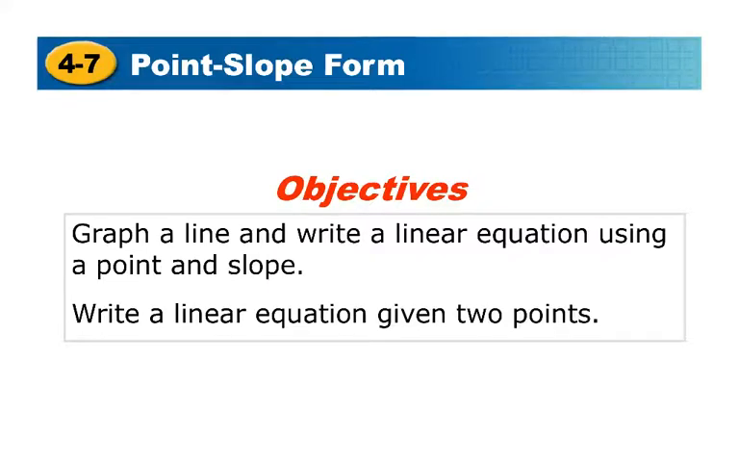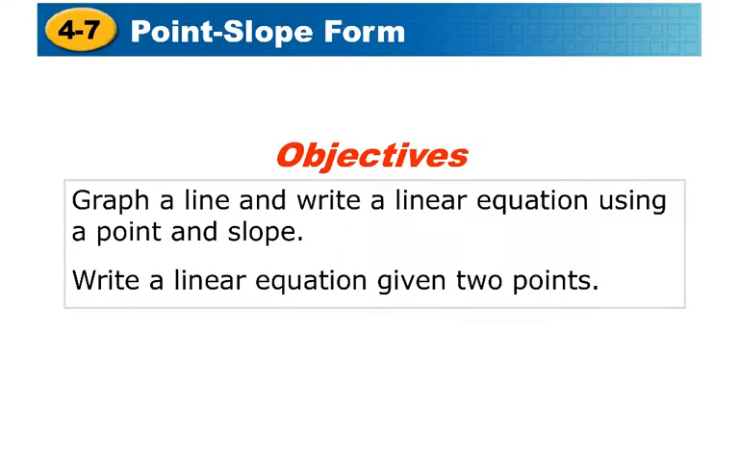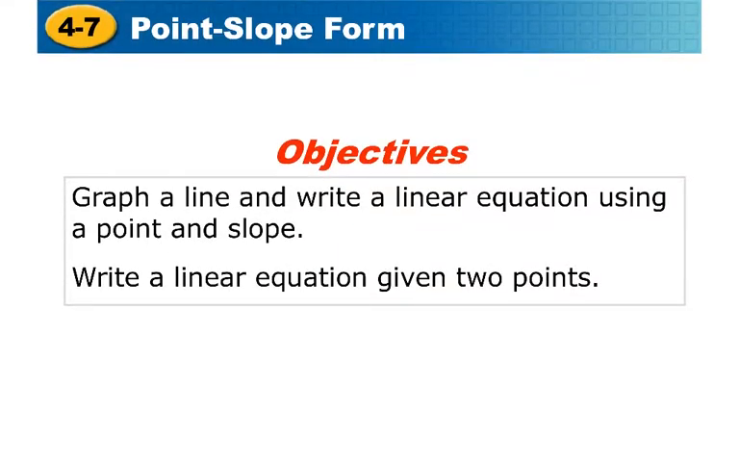Alright, so here we are with the 4-7 notes. There is a notes guide that follows along with this that is in a different format, but the idea is all still the same. As you can see, there are some lesson objectives: we're going to graph a line and write a linear equation using a point and a slope, and then write a linear equation given 2 points. The whole idea here is that we're going to need to know the slope-intercept form. Even though we're talking about point-slope form, we'll be using the standard slope-intercept form.